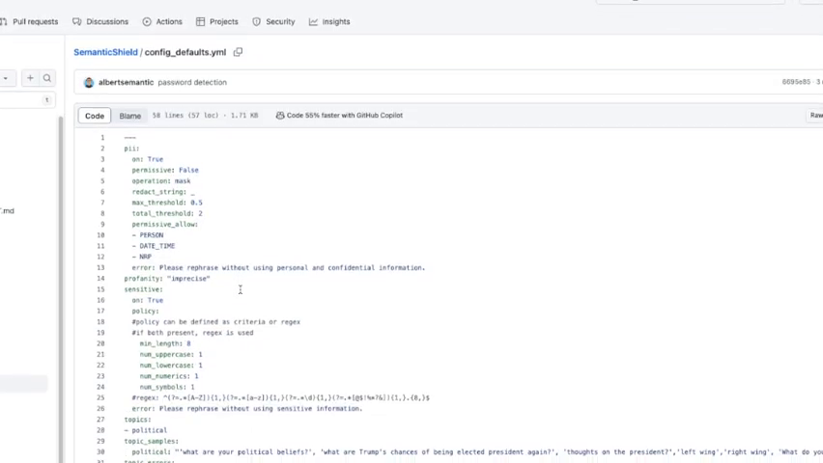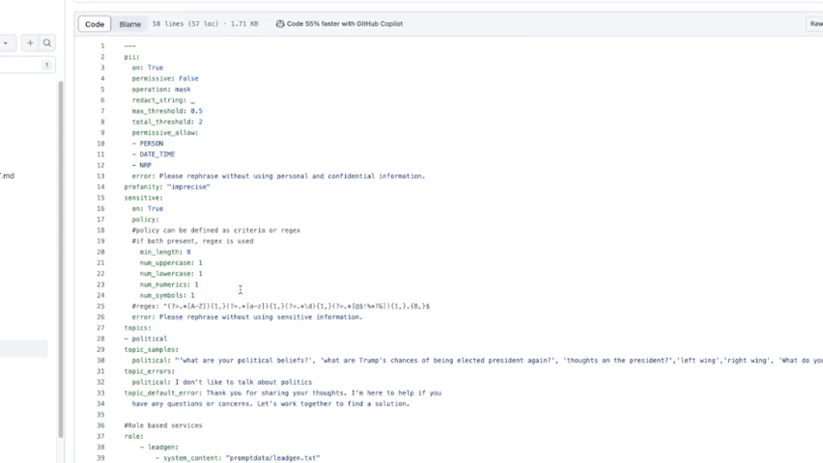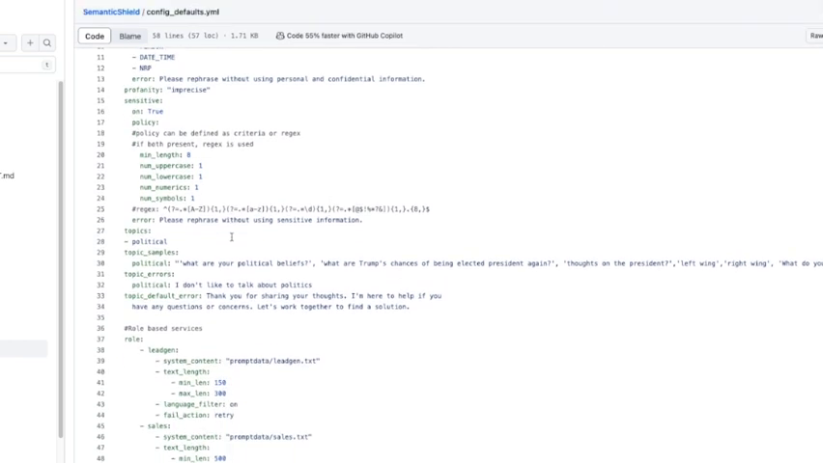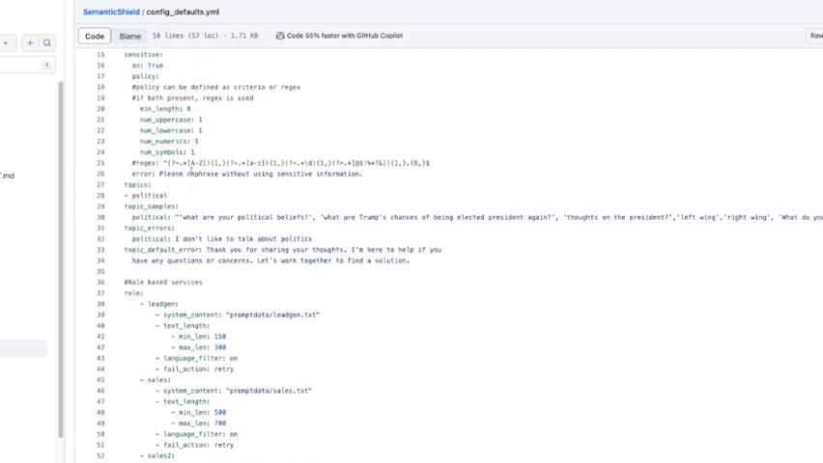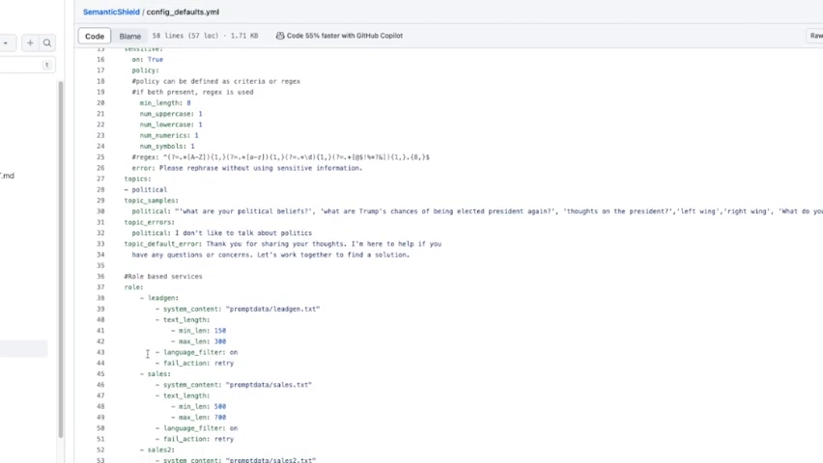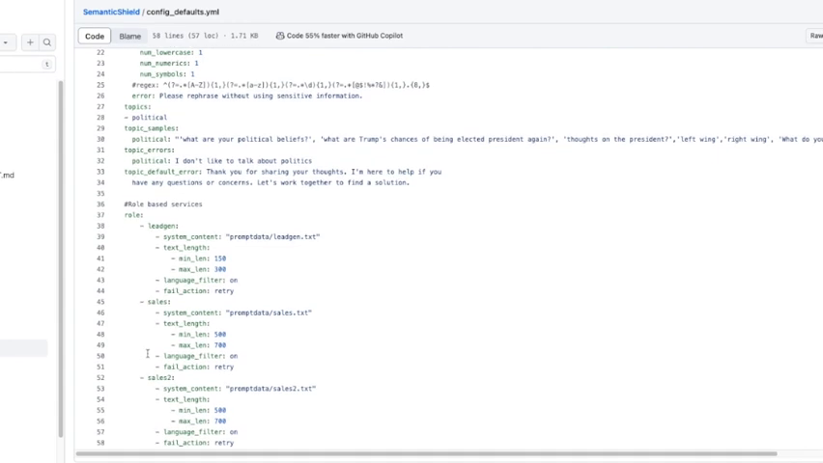And similarly, the security configurations for AI security can also be configured using a YAML file, where you can specify the security rules and any role-specific security configurations.